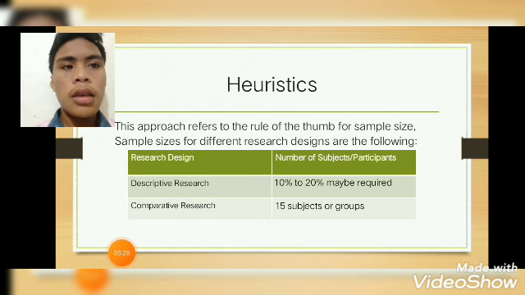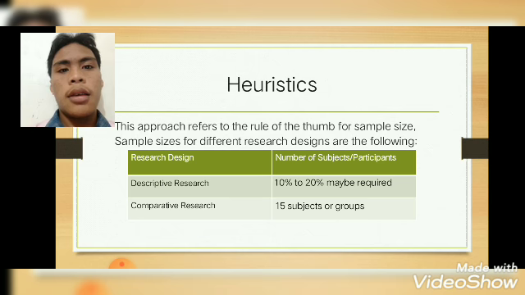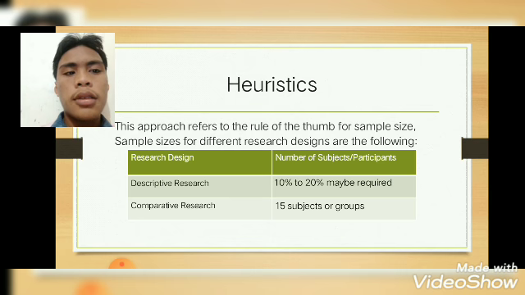Next, heuristics. This approach refers to the rule of thumb for the sample size. Sample sizes for different research designs are the following: research design and the number of subject participants. Descriptive research, 10% to 20% may be required. Comparative research, 15 subjects or groups.